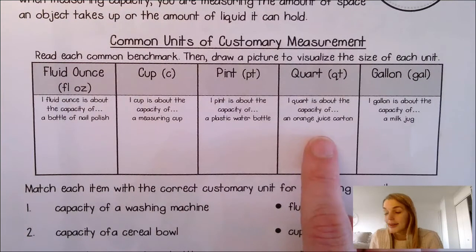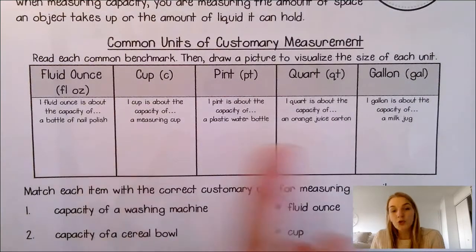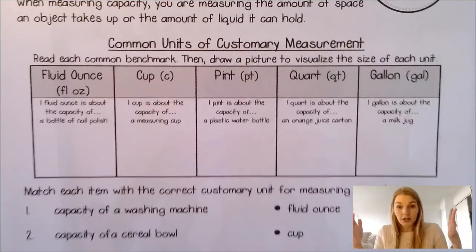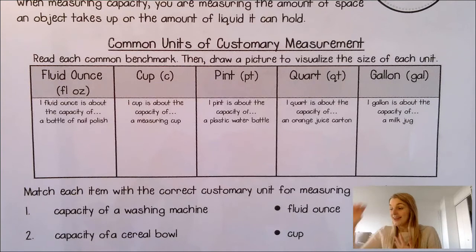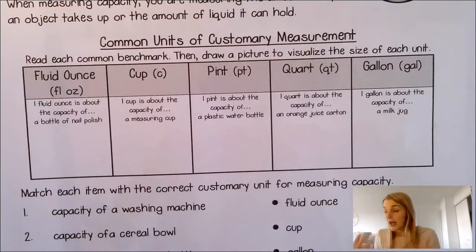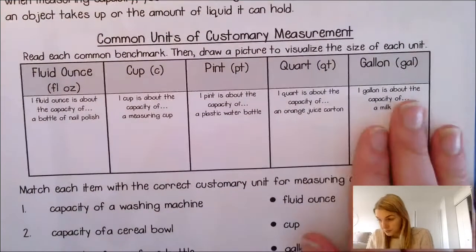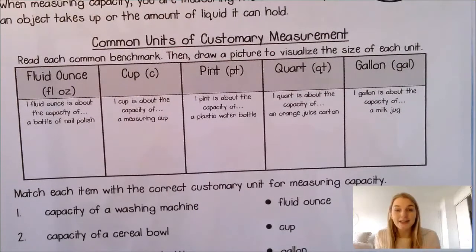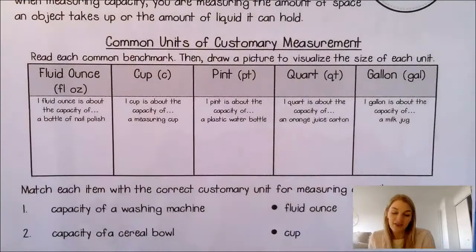A quart is a carton of orange juice. So as you notice, we're going from very small capacity, from a little bottle of nail polish, to a measuring cup, to a plastic water bottle, to an orange juice carton, and now to a large gallon. A gallon is the largest capacity measurement that we will learn about. It's in the customary system. And so today I got our groceries and we have a large gallon of milk, and it takes up a huge space in our fridge because it is a large unit.